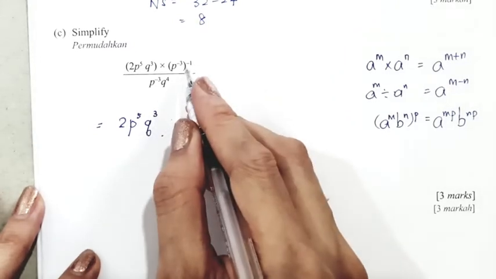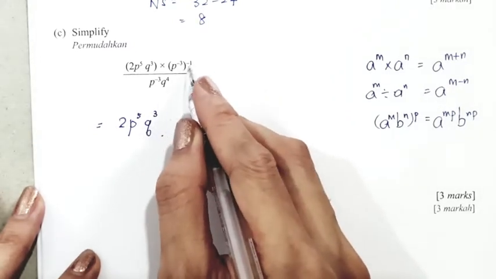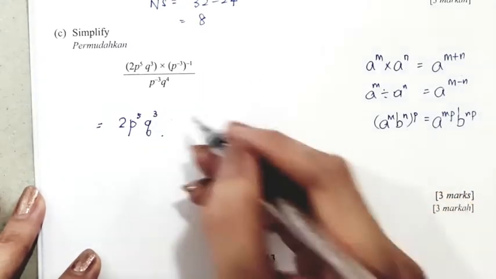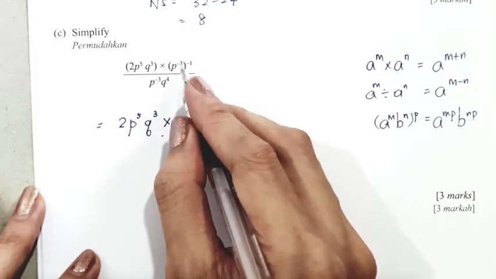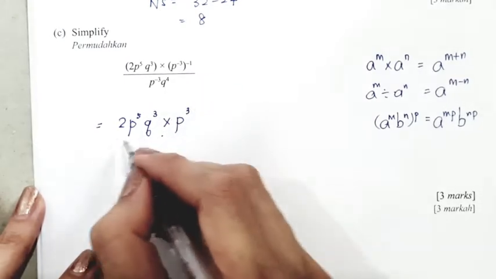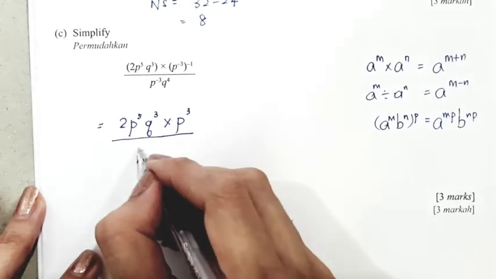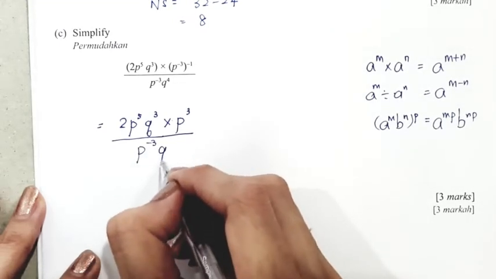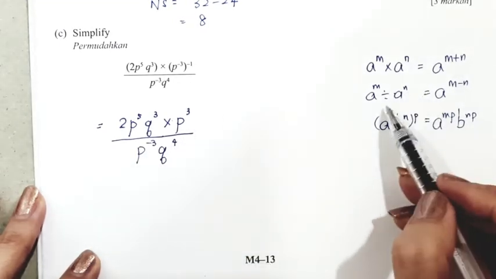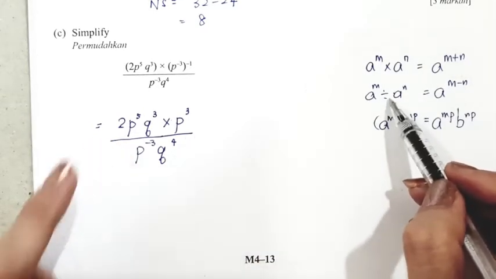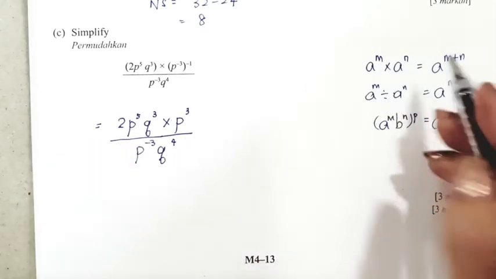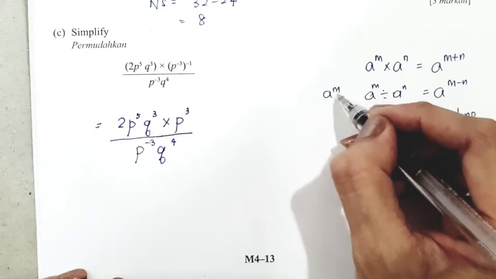And let's open up this bracket. So negative 3 times negative 1, actually we're doing this, yeah? So times p raised to the power of positive 3. And then divided by p to the power of negative 3, q to the power of 4. Notice that this divide is actually this, just that I write it in fraction form. This one can be written in this way.